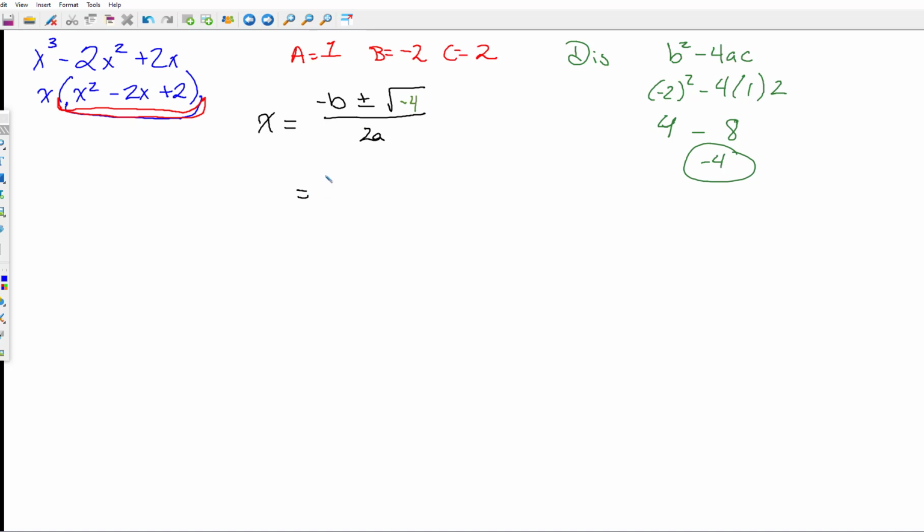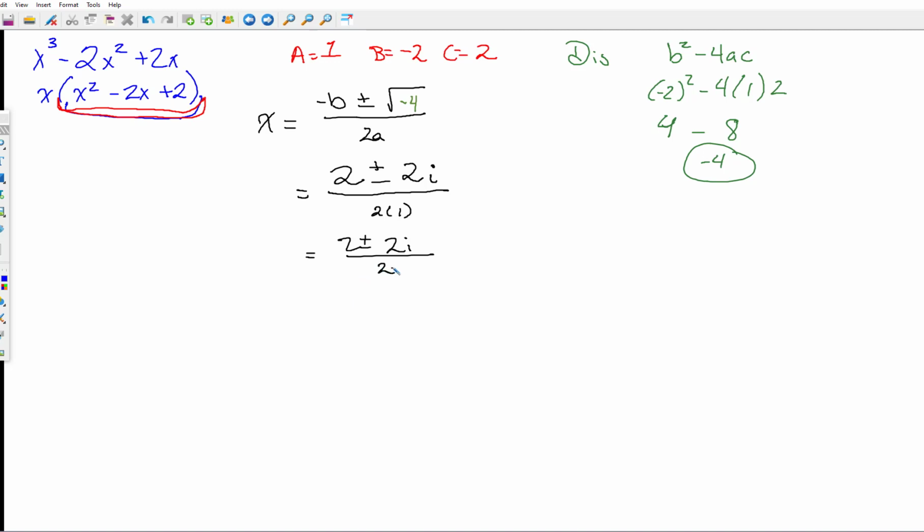So negative b is opposite of b, so 2 plus or minus. What is the square root of negative 4? Not what is 4 squared. What is the square root of it? 2i. And then 2 times a. So 2 times 1. So 2 plus or minus 2i over 2.